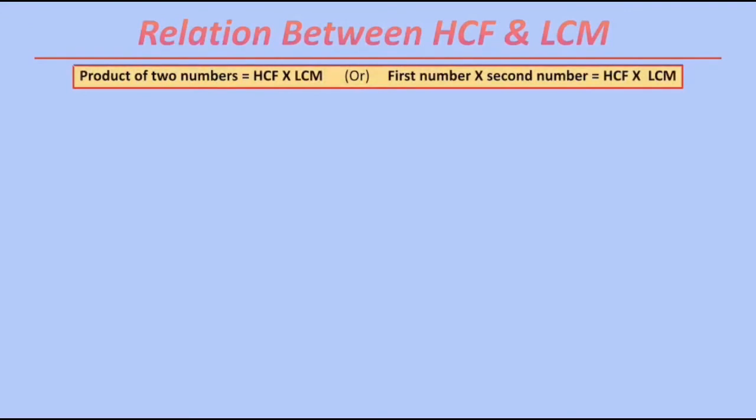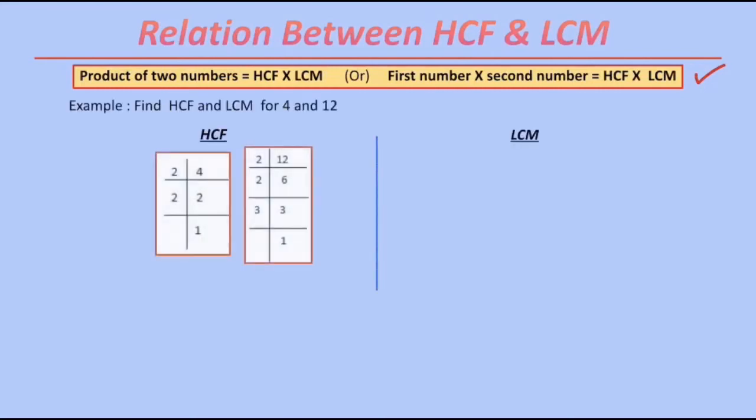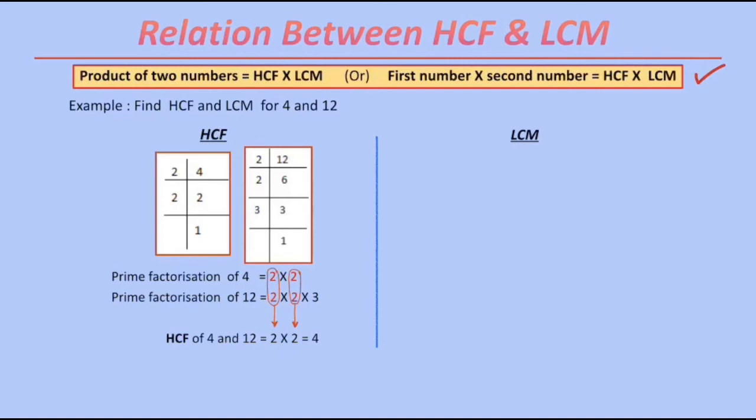Now, let us learn about the relation between HCF and LCM. The relation between HCF and LCM is that the product of two numbers is equal to the product of their HCF and LCM. Product means multiplication. So, first number into second number is equal to HCF into LCM. Let us see this by taking an example.